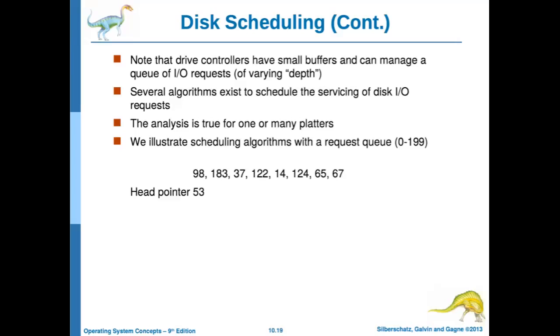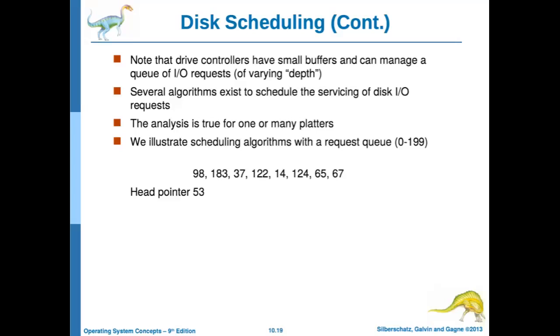Now, seek time, we need to think in terms of cylinders. So for example, currently the head is pointing to some cylinder number, and then suppose any one of the processes asks for another cylinder number, then the head needs to be moved from the current cylinder number to whatever is requested. So that can be calculated simply by taking the difference between both.